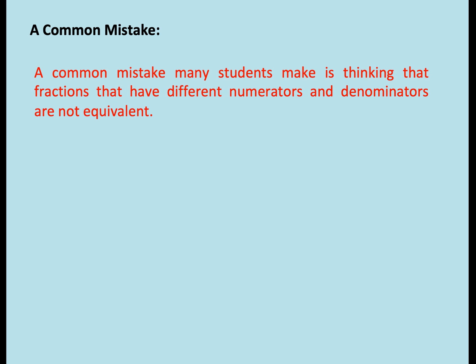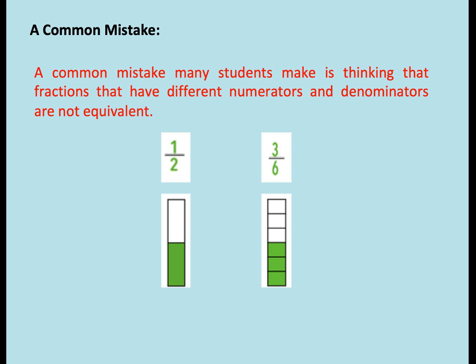A common mistake many students make is thinking that fractions that have different numerators and denominators are not equivalent. Let's take a look at the fractions 1/2 and 3/6. We can clearly see that the numerators 1 and 3 are different, and the denominators 2 and 6 are different as well. However, if we make a model of 1/2 and then we make a model of 3/6, we can see that the same amount of each shape has been shaded in. Therefore, 1/2 and 3/6 are equivalent fractions.